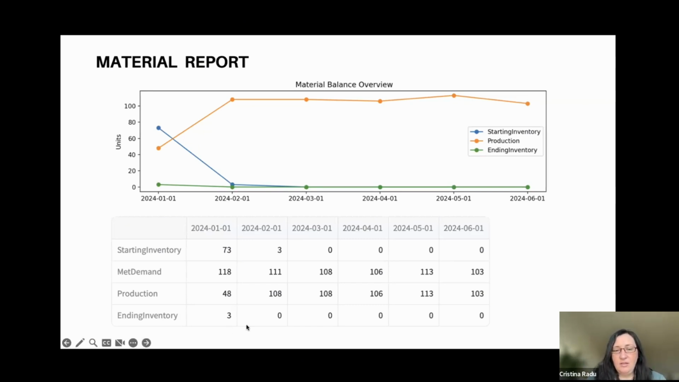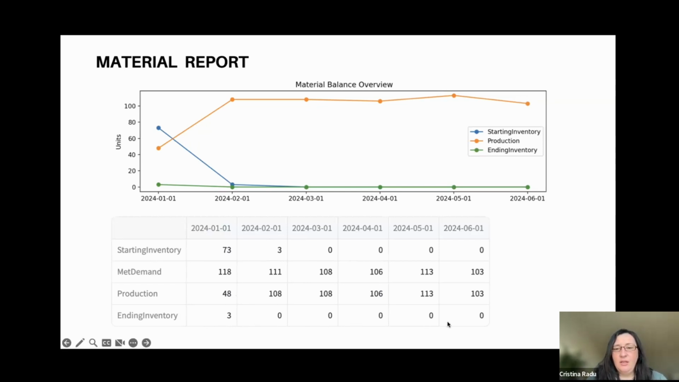But as you see here, what I said is that the inventory needs to be carried over. So the ending inventory in the first bucket equals the starting inventory in the second bucket. And then from the next bucket, it's 0.